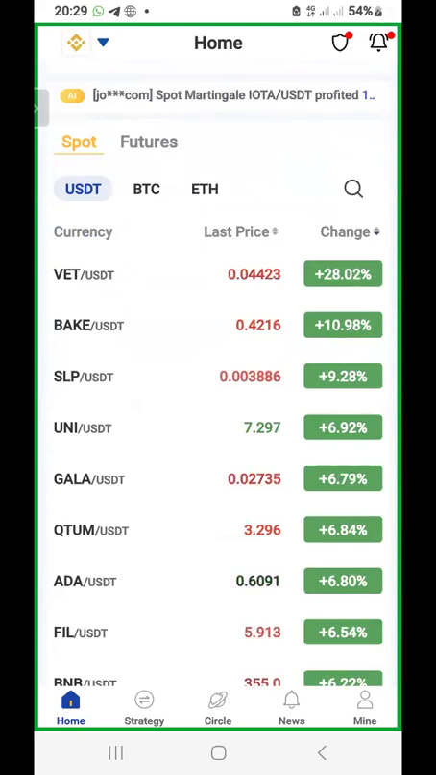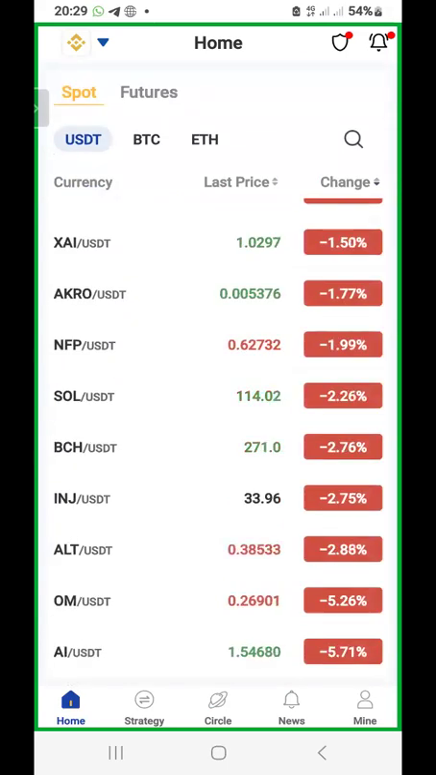in value, followed by BEC, then Uniswap. And the coin which has gained the least is AI. AI has the least. I think it has just depreciated in value. It has gone down in value. It is the coin which has dipped so much in value.